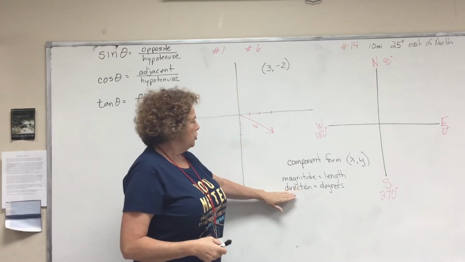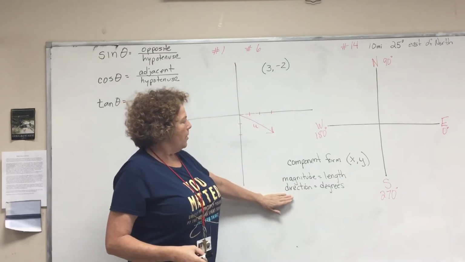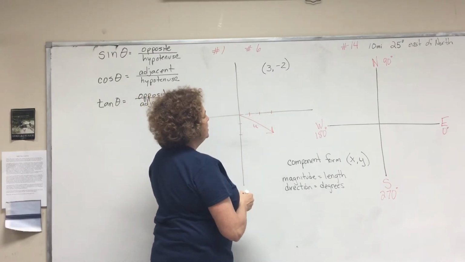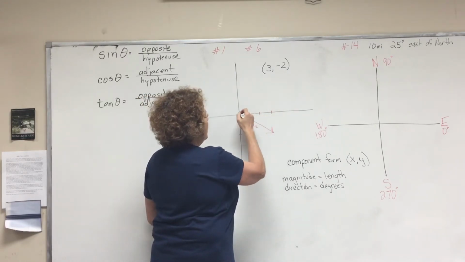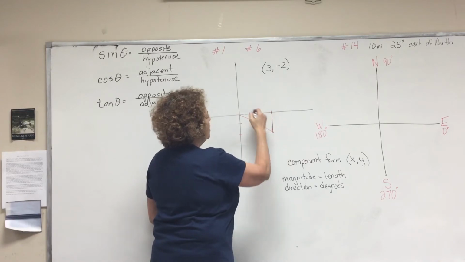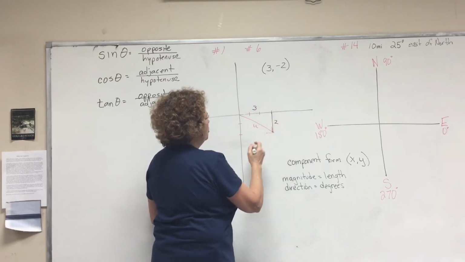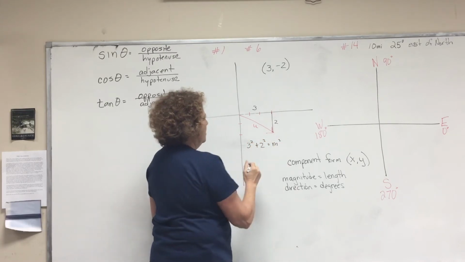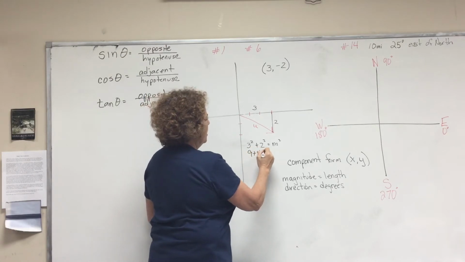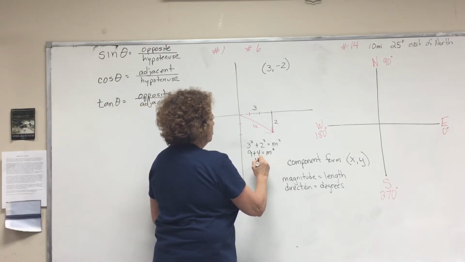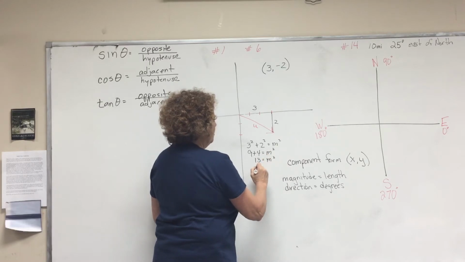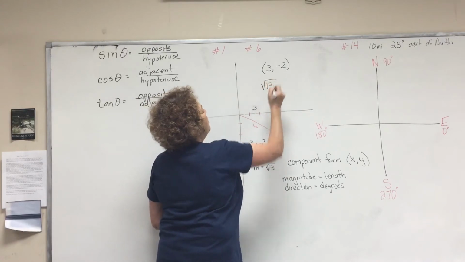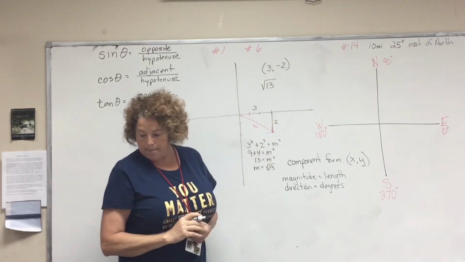Next, this is number 6, it wants us to give the magnitude and direction. Well, the magnitude, you can simply do the Pythagorean theorem. So the magnitude is the length of this. So if we were to draw a triangle, this is 3, this is 2, we would say 3 squared plus 2 squared equals the magnitude squared. So this would be 9 plus 4 equals the magnitude squared. So 13 is the magnitude squared. So the magnitude equals square root of 13. And you can leave it like that. So square root of 13 would go out here. That would be the magnitude.